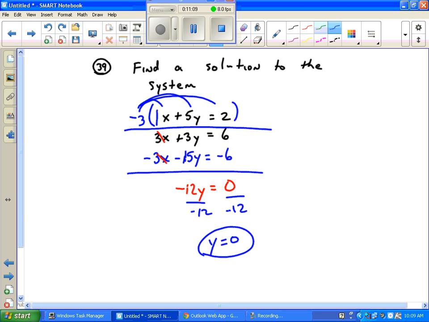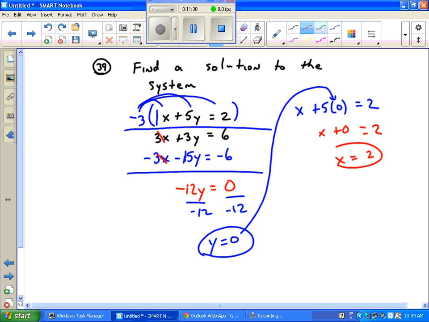Once you have y's value, plug it back into one of the other equations. It doesn't matter which one. Pick the easiest one. The top one says x plus 5y. We got a new value for y, so we'll plug in 0 equals 2. So x plus 0 equals 2, or x's value equals 2. So we have an x and a y value now. Remember, you write them as x comma y as an ordered pair. So 2 comma 0 is the solution to that system. That means when you graph both of those equations, if you feel better about that, graph them, they're going to intersect at the point 2, 0.